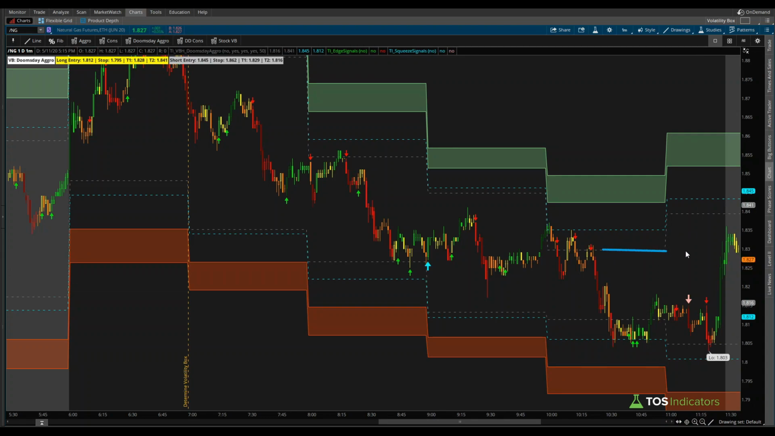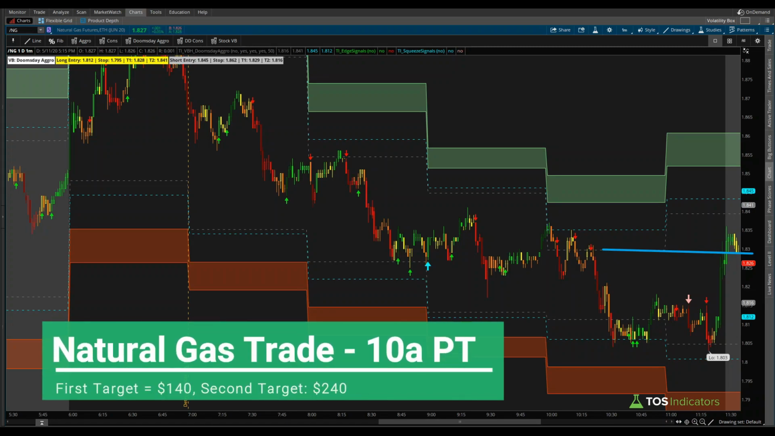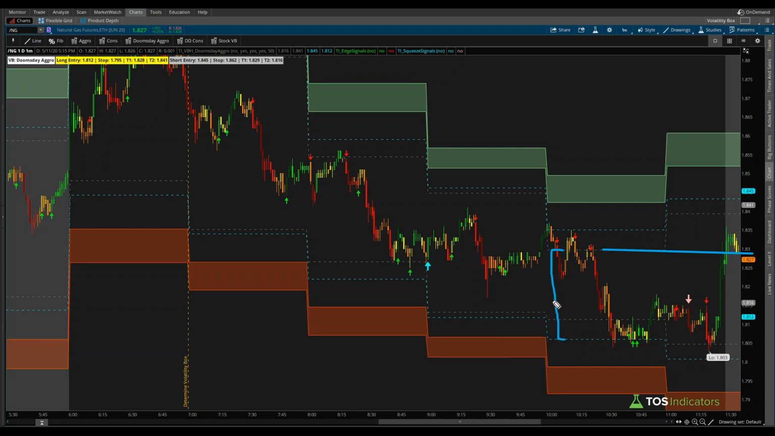Our second target is at the target line. So once we pay ourselves with that first $140 winner, our stop is then moved to break even. And our second target is at the gray dashed line from the hour in which the entry actually took place. And so that second stretch target was $240, I believe, that we were looking for, or 24 cents in natural gas. And that then becomes the entire trade. Once we get out of the second contract, that's the end of the trade for us.